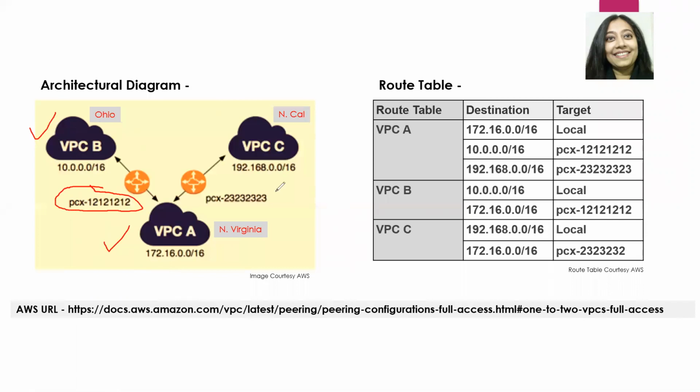Okay, so the next thing that we will do is create a VPC connection between our VPC-A and VPC-C. And again, VPC-A over here is going to be an initiator, and VPC-C will be the VPC that we will peer to. And we'll be calling this the peering connection PCX23232323. Okay, so let's go ahead and create this peering connection between VPC-A and VPC-C.